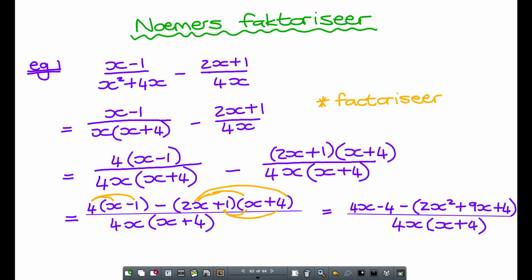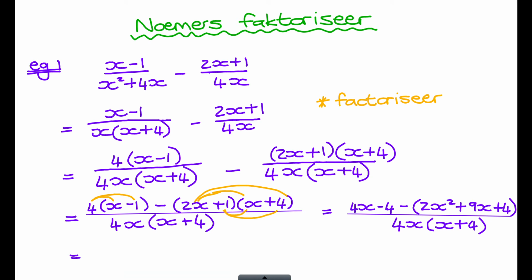Now my last step. Ek gaan nou weer langs mekaar moet skryf. Okay, bo. If I multiply in, ek gaan nou hierdie minus gaan inmaal. I'm going to multiply in that negative, which means that I'm going to have minus 2x squared minus 9x minus 4.